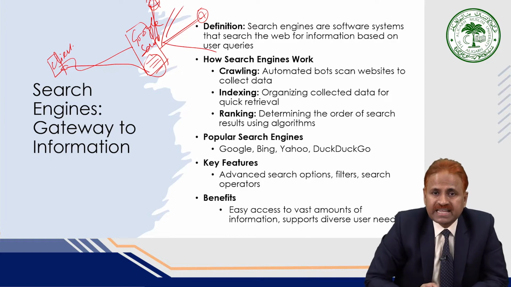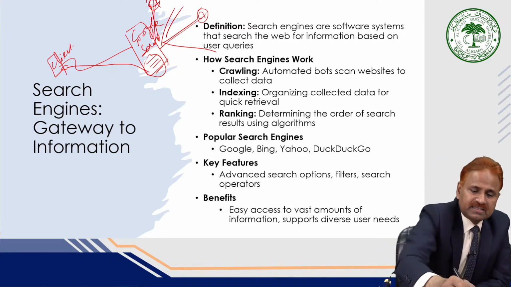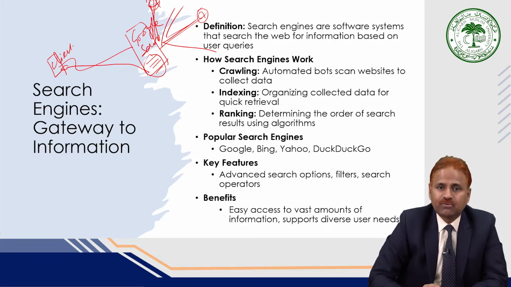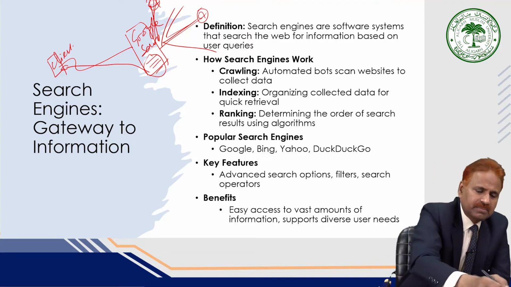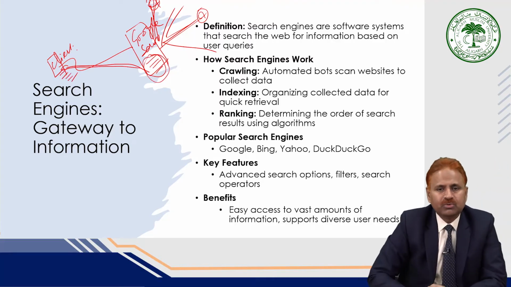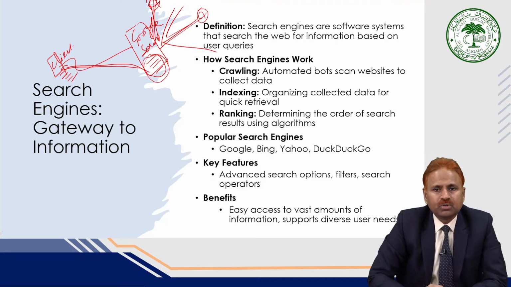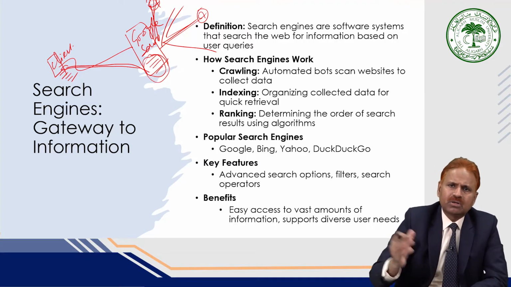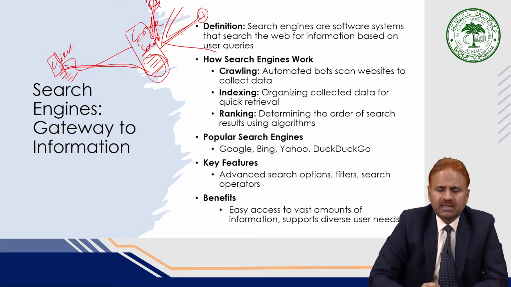So automated bots scan websites to collect data. So it collects the data automatically, and next is indexing, organizing collected data for quick retrieval, and ranking, determining the order of search results using certain algorithms. And this ranked information is pushed back to your computer, where you can see the data in this way. By clicking one by one, you can see the results of your search. Google, Bing, Yahoo, and a lot of search engines are there, which you might be aware of.